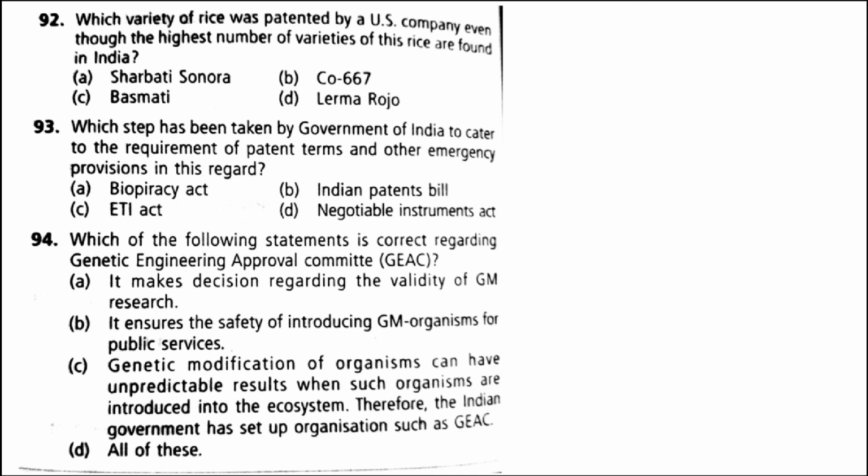And the last question. Which of the following statements is correct regarding the Genetic Engineering Approval Committee, GEAC? Option A, it makes decisions regarding the validity of GM research. B, it ensures the safety of introducing GM organisms for public services. C, genetic modification of organisms can have unpredictable results when such organisms are introduced into the ecosystem. Therefore, the Indian government has set up organizations such as GEAC. And option D, all of these. And here the answer will be option D, all of these.